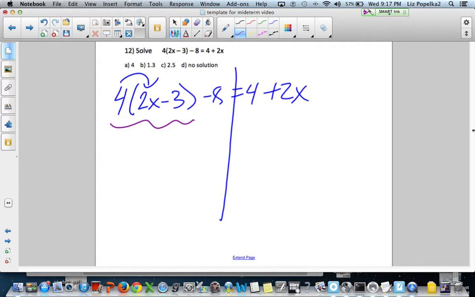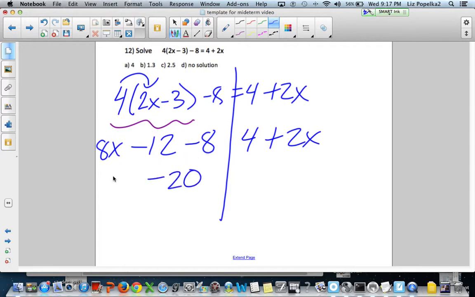So I'm going to use my distributive property because this 4 sitting next to the parentheses means multiply. So 4 times 2x is 8x. 4 times a minus 3 means minus 12. I'm just going to bring my minus 8 down. 4 plus 2x can't be combined any more than it already is, so I'm going to leave it. Negative 12 minus 8 is a negative 20. So I'm going to do 8x minus 20.